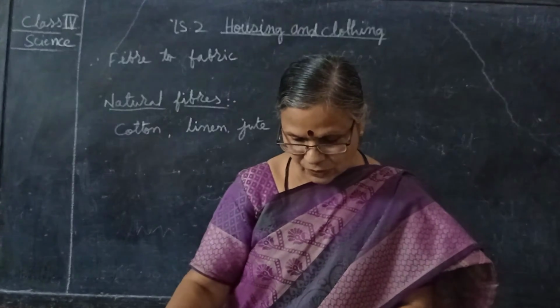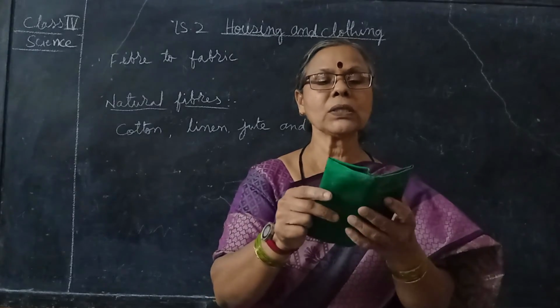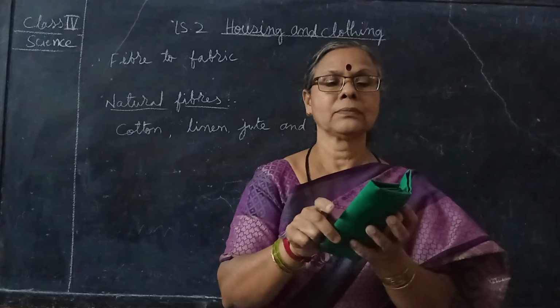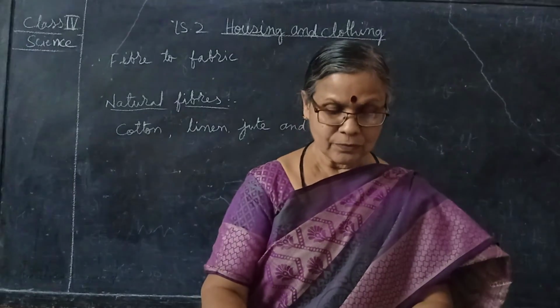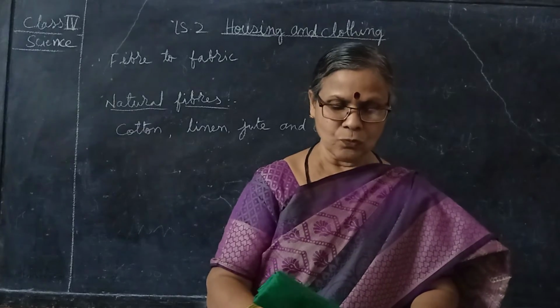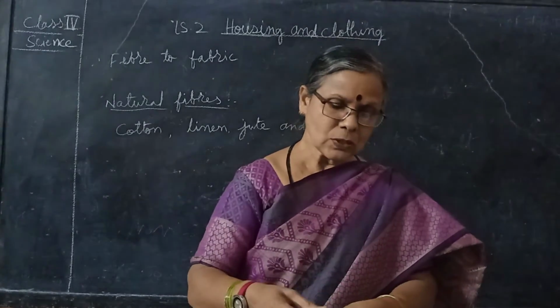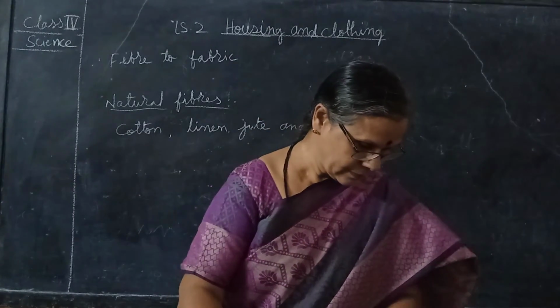And I have another one, the silk cloth, which we get from the silkworm. And wool we get from the sheep. So these are the examples of natural fibers.